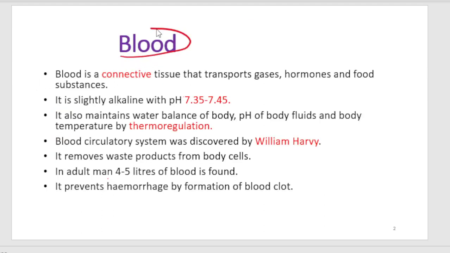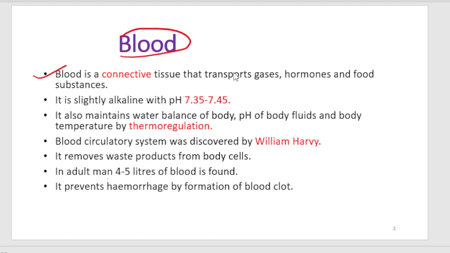What is blood? Blood is generally a connective tissue. What are the functions of blood? First of all, what is this, a connective tissue? Why is this a connective tissue? Because it connects different parts of our body. That is why it is a connective tissue.